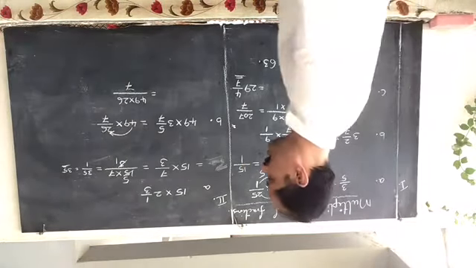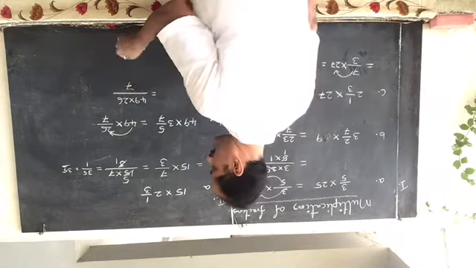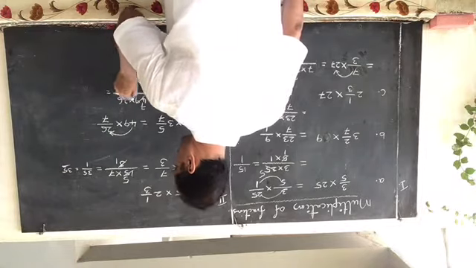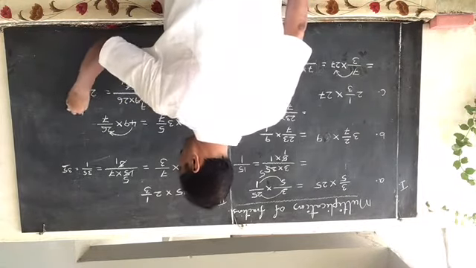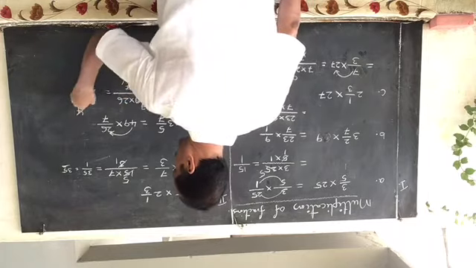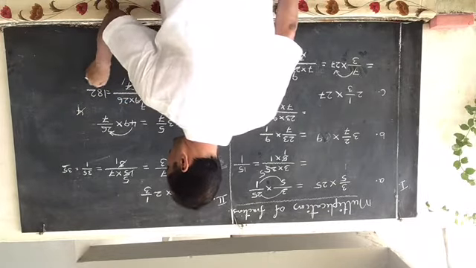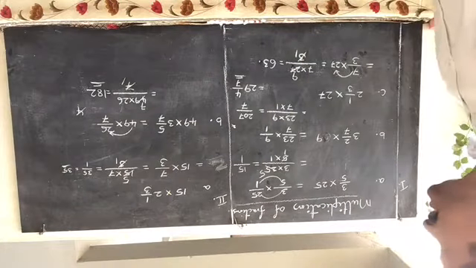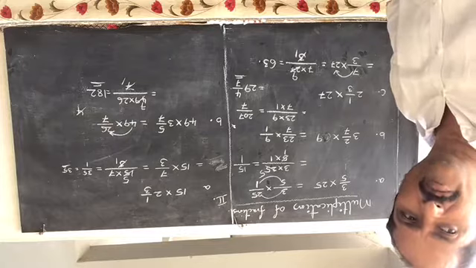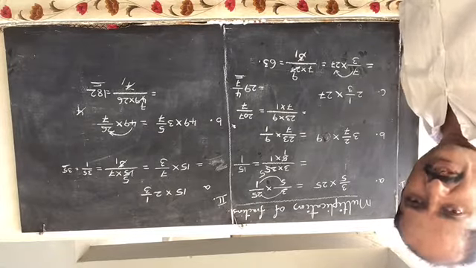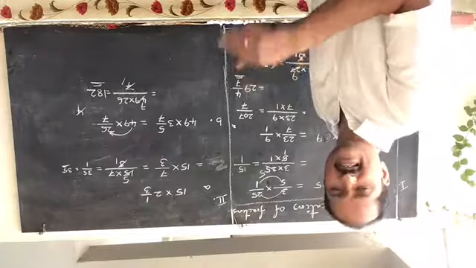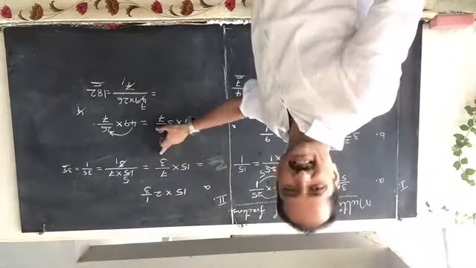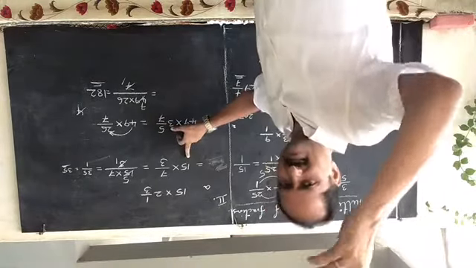Next, any common factors you have to take out. 7 ones are 7, 7 sevens are 49. 7 into 26 by 1: 7 sixes are 42, carry 4; 7 twos are 14 plus 4, 18. So 182 by 1 is equal to 182. Understand? This is the second kind of multiplication. Like this, we can take different kinds of fractions: whole number with a fraction, whole number with a mixed fraction, whole number with whatever it may be.